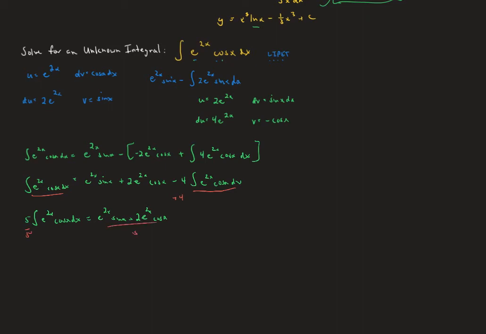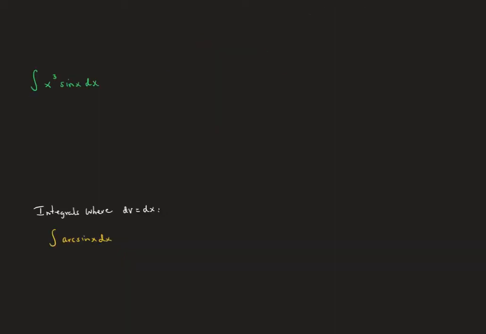Yes, I know this seems very unsatisfying, but we're getting that the integral of e to the 2x cosine x dx is going to be e to the 2x sine x plus 2e to the 2x cosine x all over 5, and then the most missed plus constant of integration of any problem will be that one. Crazy.